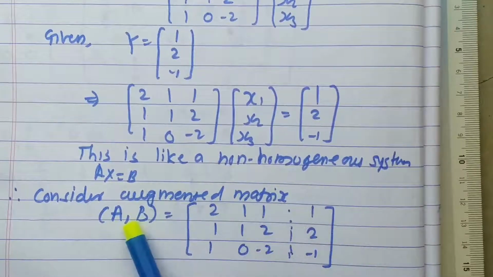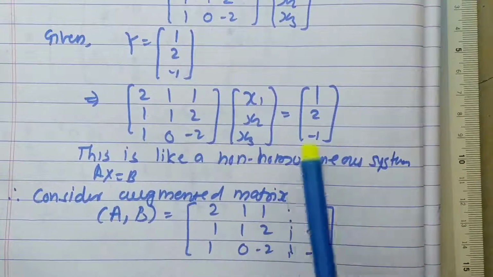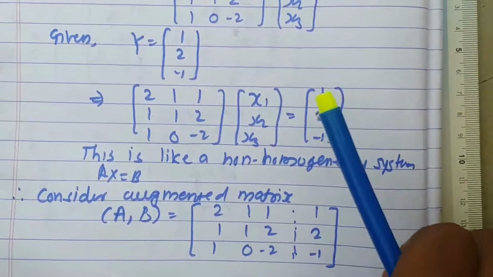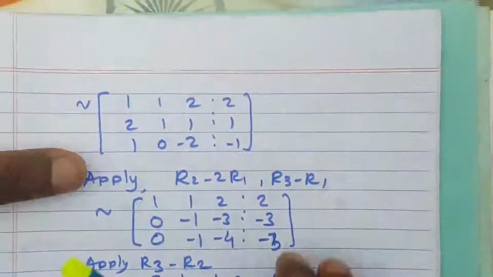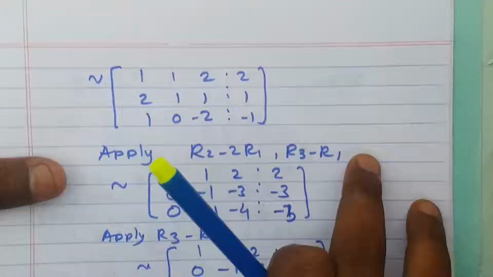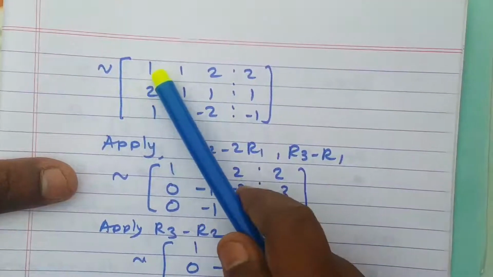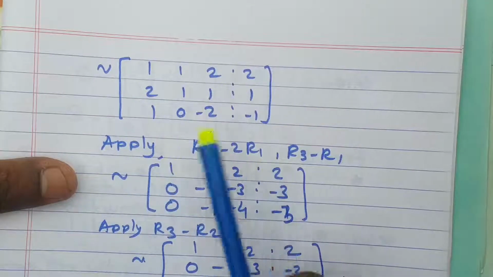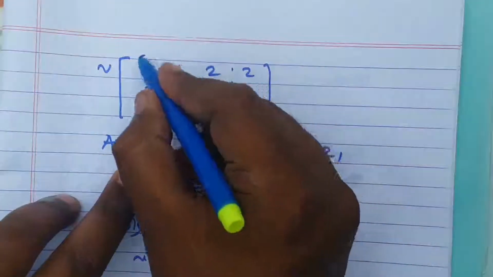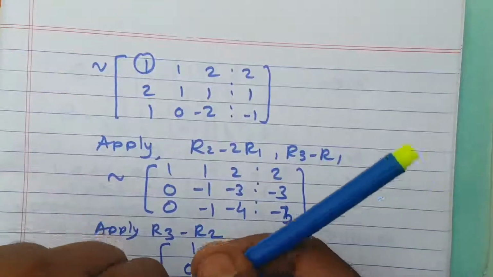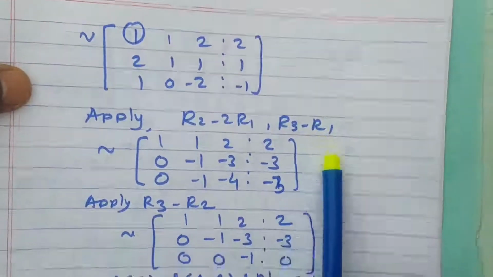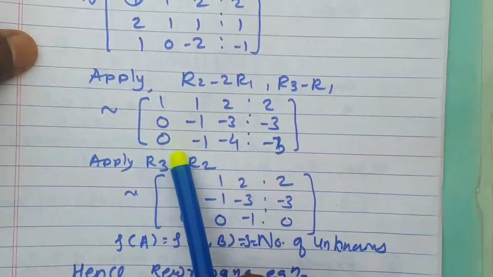Consider the augmented matrix [A, b], adding one column b, and reduce it to row echelon form. We will follow the same procedure of a non-homogeneous system here. First I will interchange the rows, bringing one here, then apply the transformations. This is the first pivot entry. Now for getting the row echelon form, we'll make these two entries 0. After performing those two transformations, we'll get 0, 0 here.